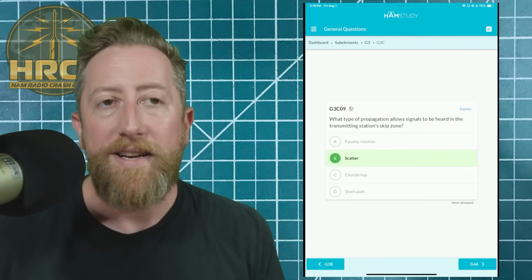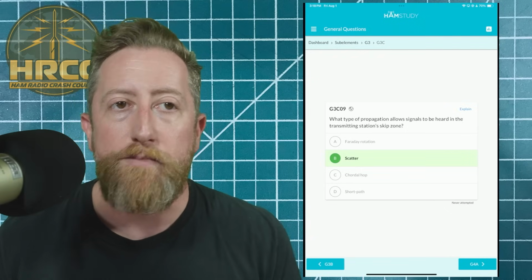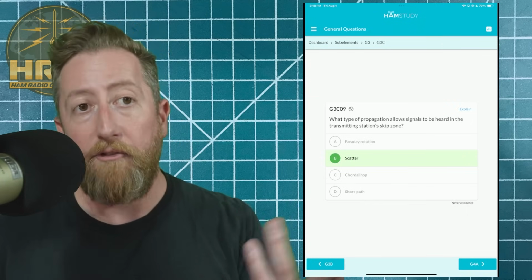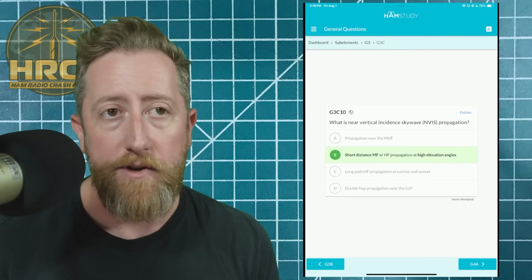Question 9. What type of propagation allows signals to be heard in the transmitting station's skip zone? And it's B, scatter. So you've got 4 questions now that are talking about scatter. Cover your bases, learn all of them, and you'll be good to go.